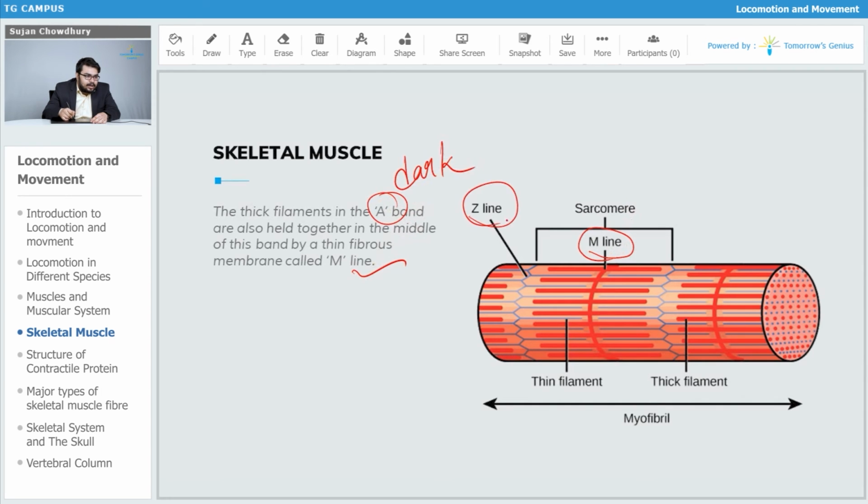So Z lines bisect the I band and M lines bisect the A bands. Thin bands are bisected by Z lines and thick bands by M lines. And that's inside a myofibril, where we find thick and thin filaments: thin filaments made of actin and thick filaments made of myosin.